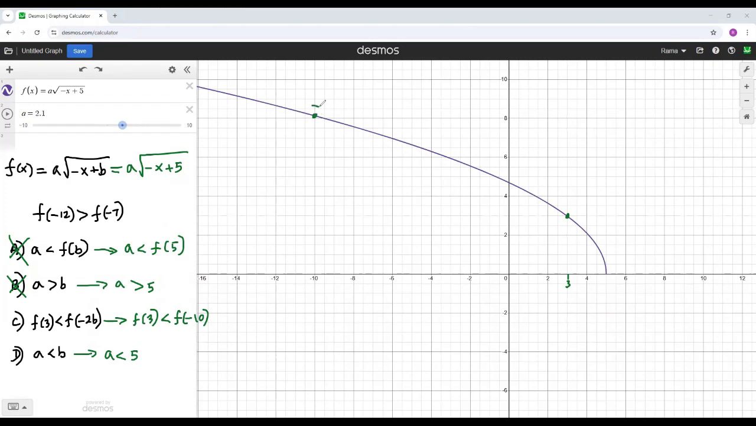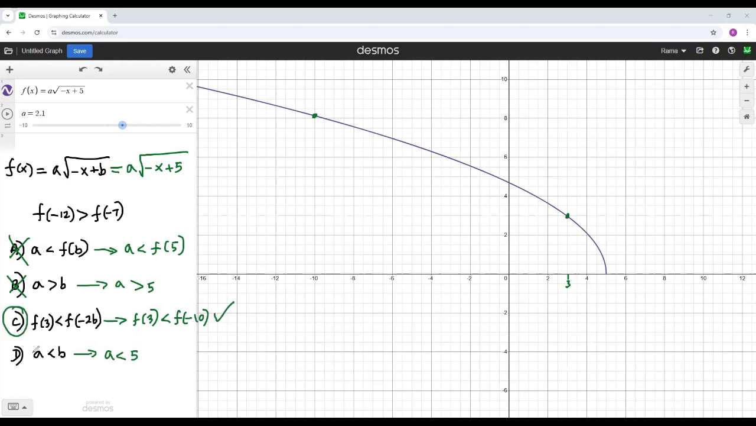Now we have to compare the y values at these 2 points. Clearly, the y value at the point when x equals 3 is less than the y value at the point when x equals negative 10. That is, f of 3 is less than f of negative 10. So the correct answer choice for this question is C.